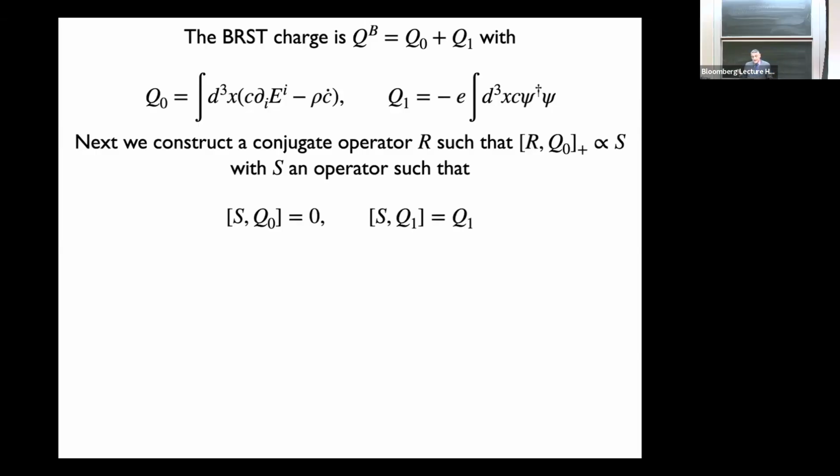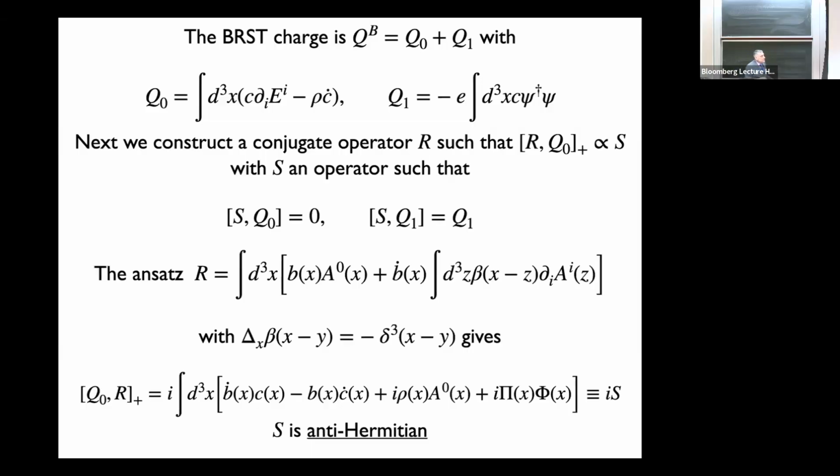This conjugate operator, this anti-BRS charge R, anti-commutes to something that's proportional to another charge, which is actually a counting operator under which the free part of the BRS charge is neutral, while the other has positive charge, here charge 1. And so the way to construct this is essentially by trial and error. That's easy to do because we only want an object R that has simple commutation relations with Q0. And Q0 is a very simple object, it's quadratic. So here is the answer.